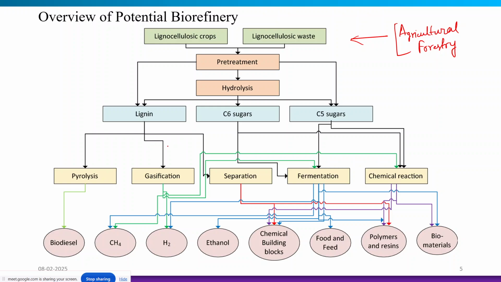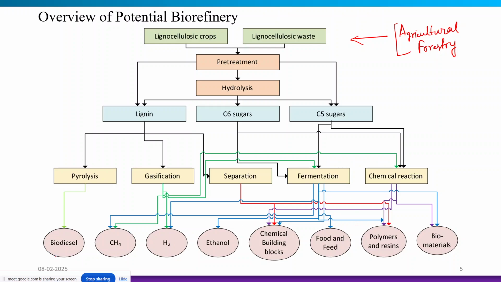So from the lignin, it is taken for gasification, as well as for pyrolysis and other separation processes. Whereas C6 sugar is mainly taken for fermentation. C5 is taken for various chemical reactions. Those may be interconnected, and you can see there are a lot of interconnections present.